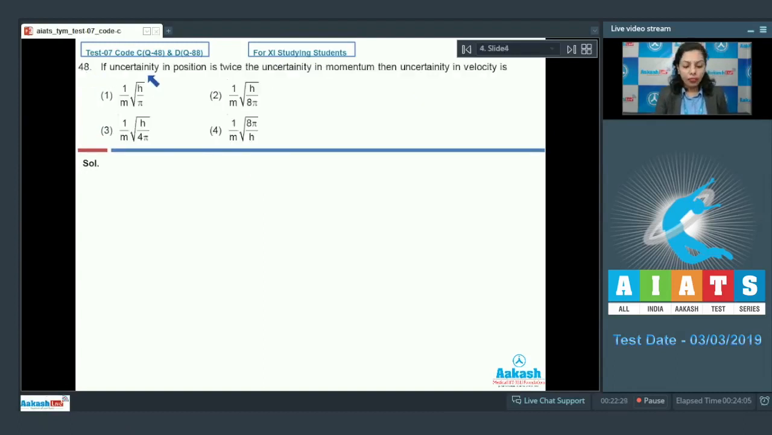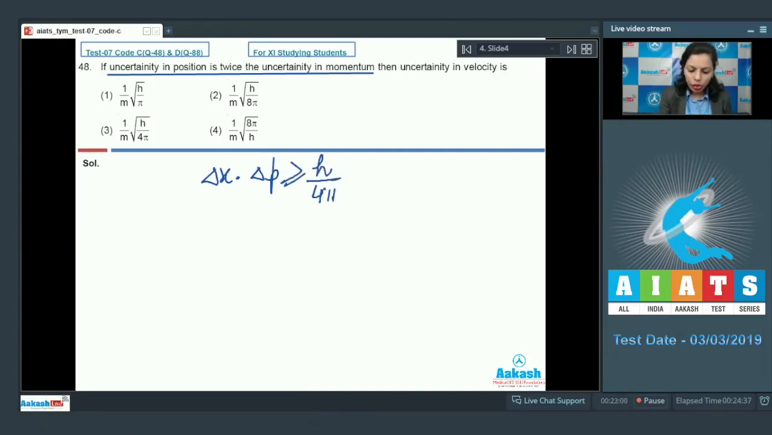Question number 48. If uncertainty in position is twice the uncertainty in momentum, then uncertainty in velocity is. It means what you are going to do here, you are just going to consider that uncertainty in position is twice the uncertainty in momentum. This is the exact fact that you need to just follow here. We know that the product of delta x and delta p, what is that? Delta x is uncertainty in position and delta p is uncertainty in momentum. That is always greater than or equal to h by 4 pi. Which rule is it? It is Heisenberg uncertainty principle, we know that.